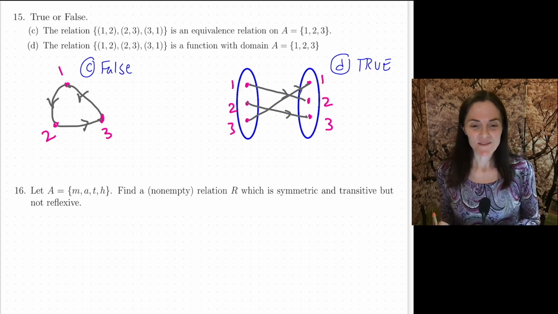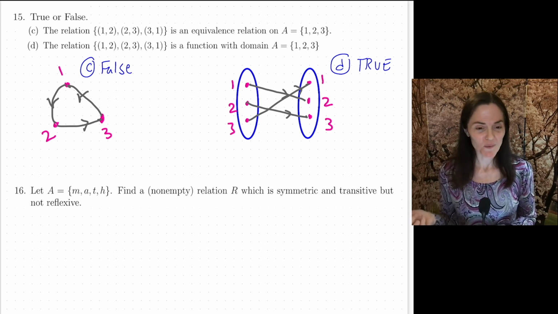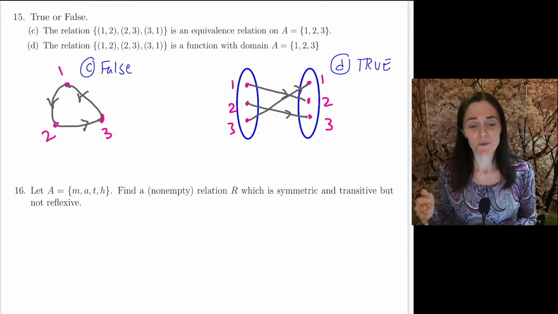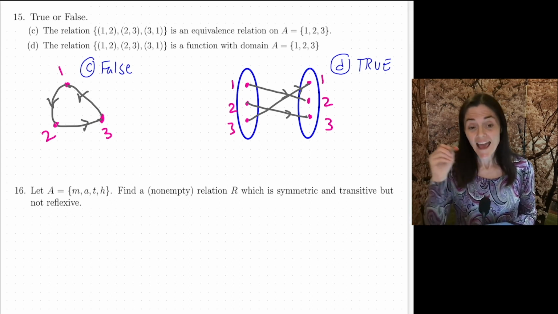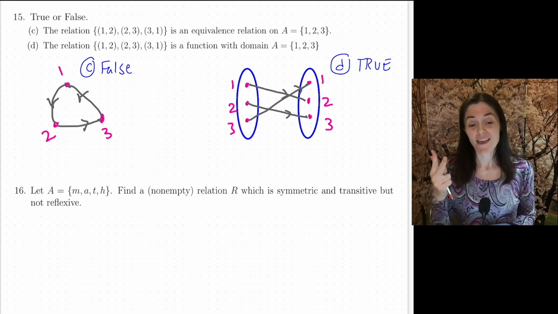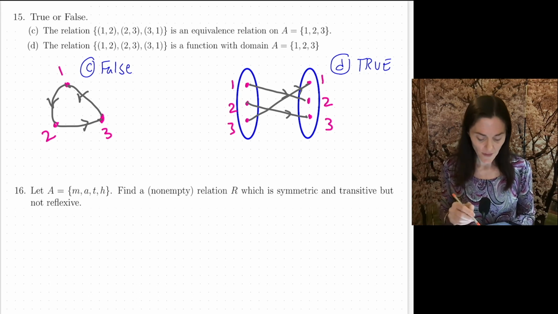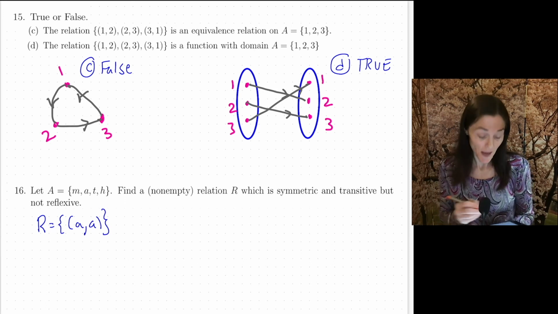Okay, 16. This is similar, I will say, to some we had on our test 3 review, but we have the set A, which is the letters M-A-T-H. We want to find a non-empty relation R, which is symmetric and transitive, but not reflexive. So we cannot add all pairs, MM, AA, TT, and HH. As long as we don't do that, it will be not reflexive. So I have lots of options here. I can just have it be 1 ordered pair, AA, like this. That's one option.